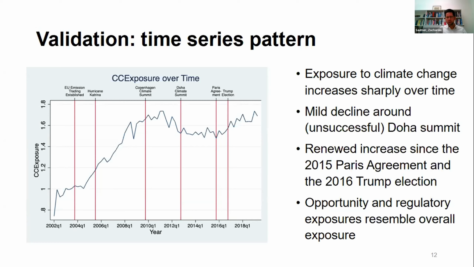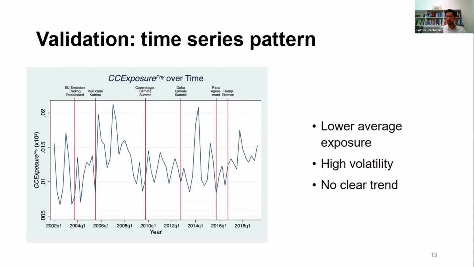The picture for the opportunity and regulatory exposures looks very similar. What looks very different, and it's a good result in terms of making sense of the data, is the measure of physical exposure. You see, the measure of physical exposure does not have a clear trend. It also tends to be lower on average than the other exposure measures, and it's highly volatile. Right? So I think that's something that is very plausible.